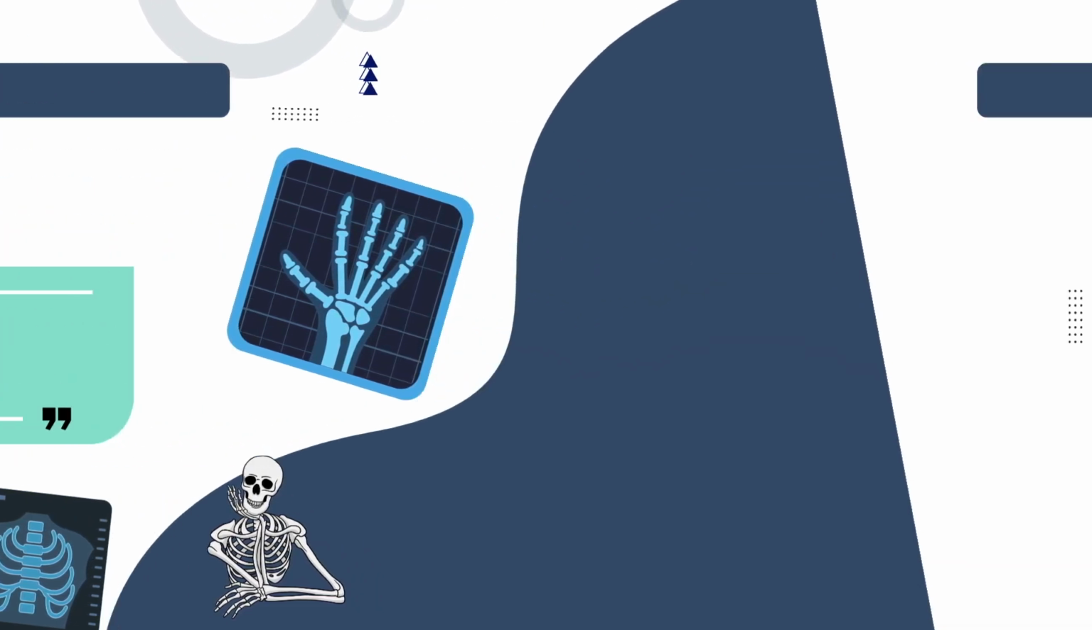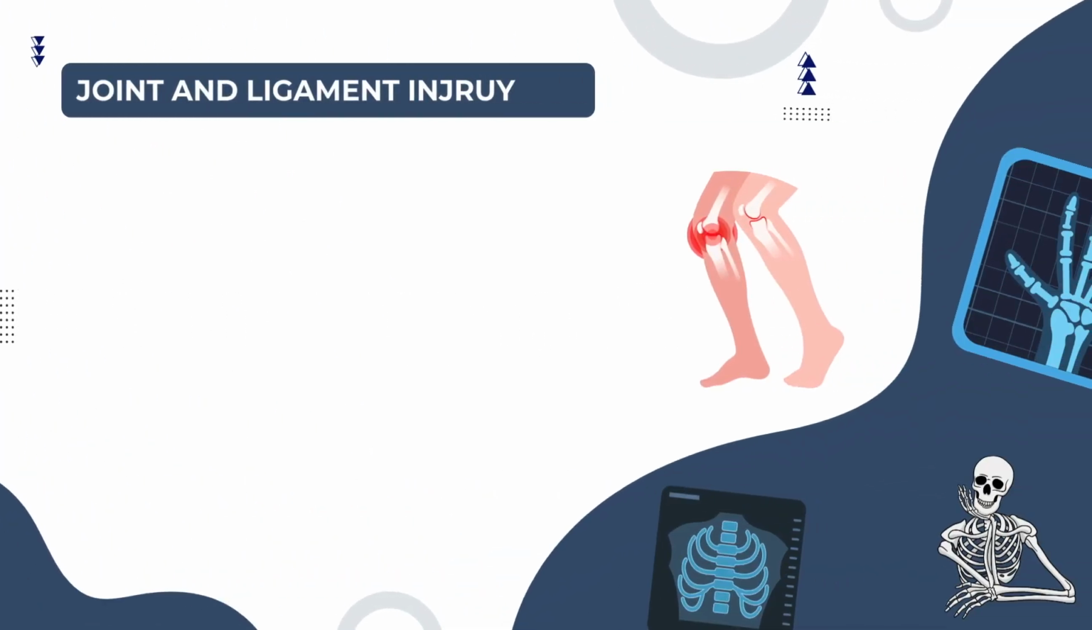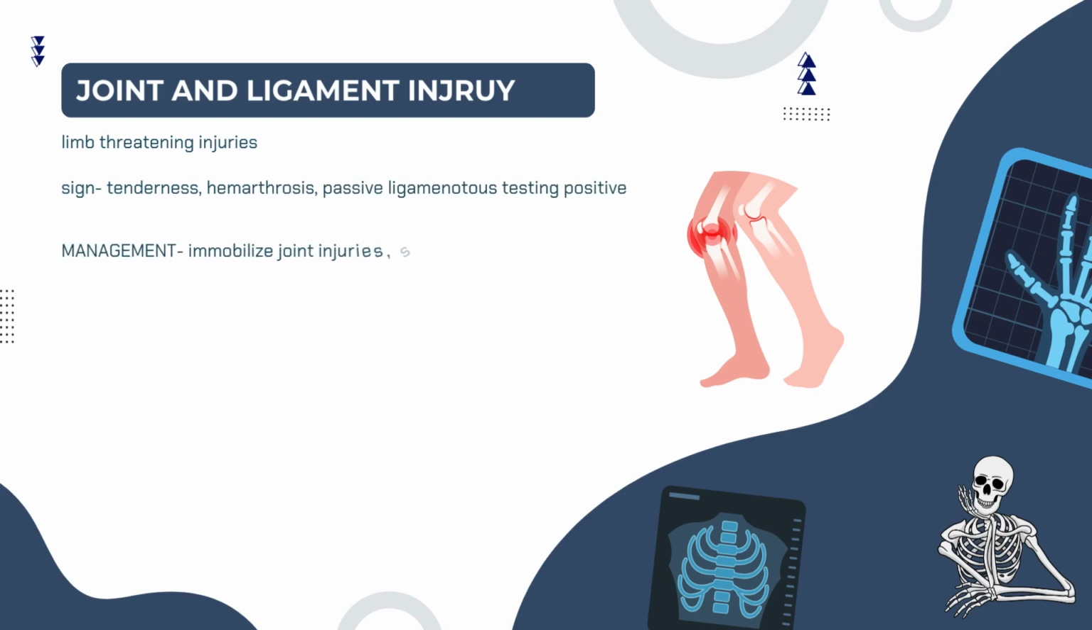Joint and ligament injuries can be limb threatening injuries. The signs are tenderness, hemarthrosis, and passive ligamentous testing might be positive. Management is to immobilize the joint, and serial reassessment can be done.